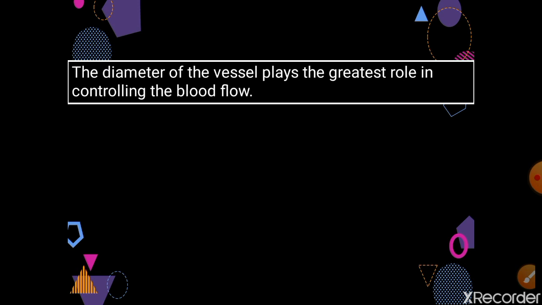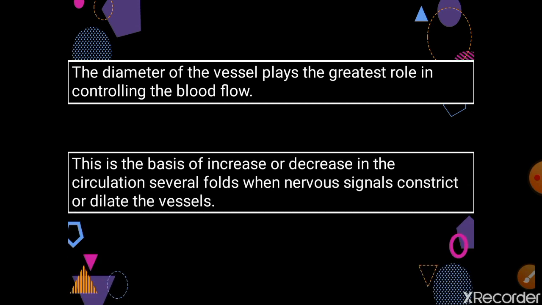It is the diameter of the vessel among all other factors which plays the greatest role in controlling the blood flow. And this is the basis of increasing and decreasing the circulation within a tissue when nervous signals constrict or dilate a vessel. By simply constricting or dilating a vessel, the blood flow through that vessel can be changed to about 256 folds.